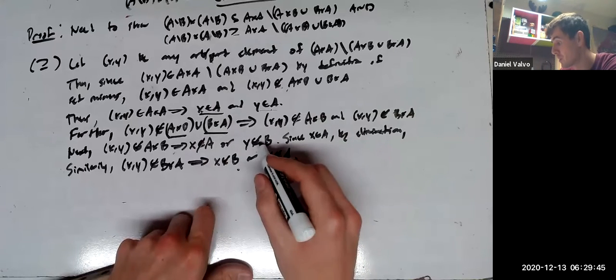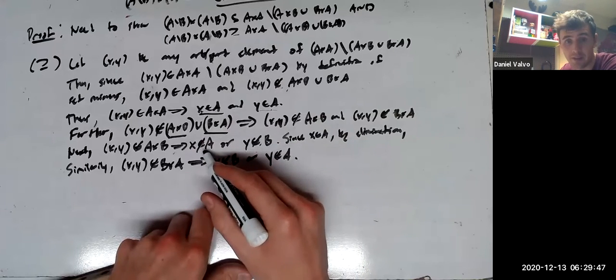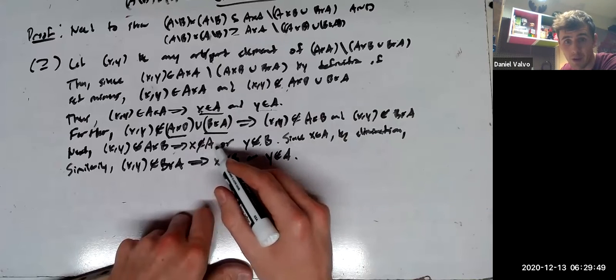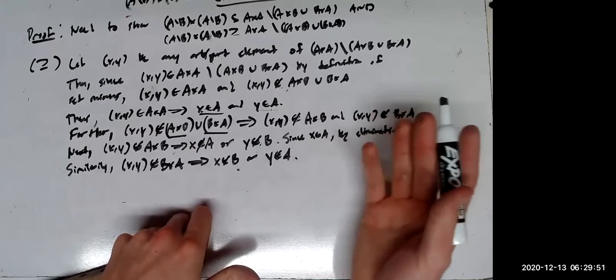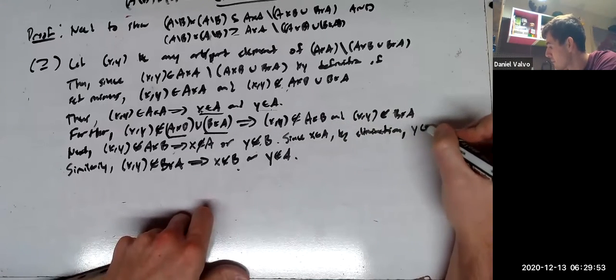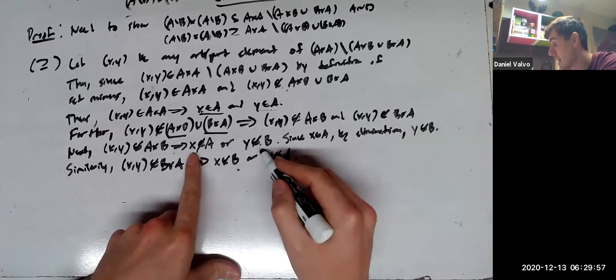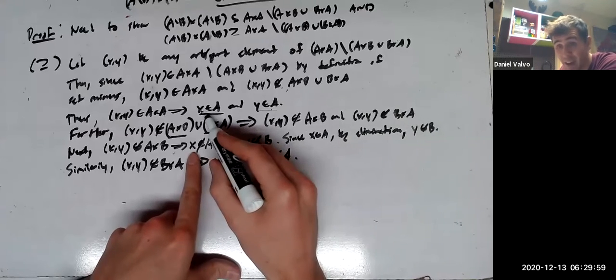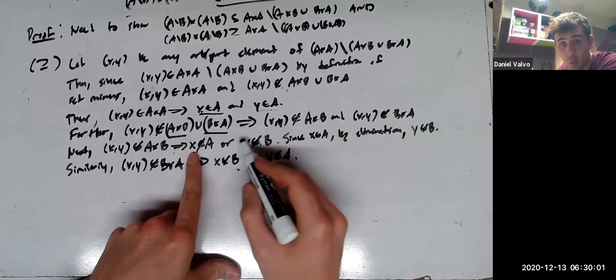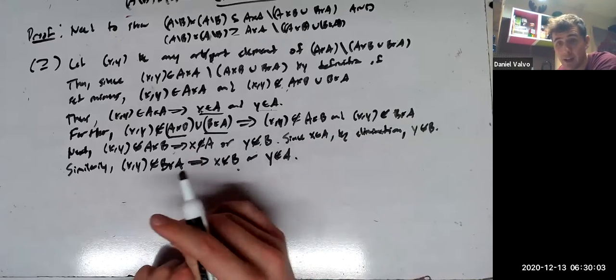Like if one of these must be true, but this one's false, then the other one has to be true, right? So by elimination, Y must not be in B. Because we know X is not in A or Y is not in B, but we actually have X in A. So the only way for this statement to be true is if Y is not in B.